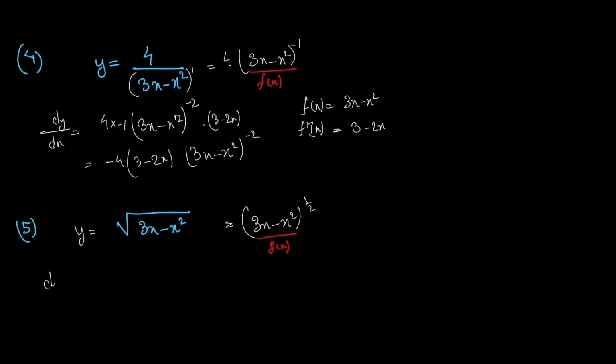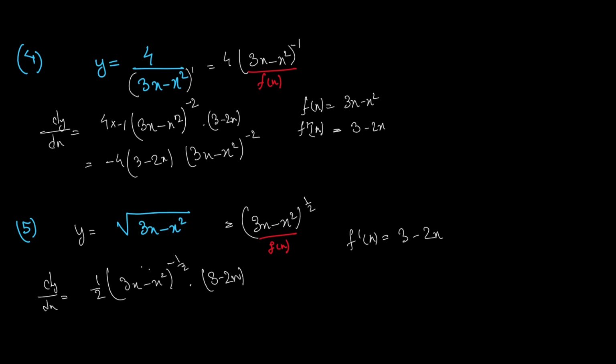After we differentiate dy by dx, we have to take the power half on front, so half on front, and then we have to write f(x) as it is, basically 3x minus x squared as it is, and the power will decrease by 1, so half minus 1 will give us minus half, and then we have to differentiate f(x). If we differentiate f(x), we'll get 3 minus 2x. We have to multiply 3 minus 2x here, and this is our final answer.